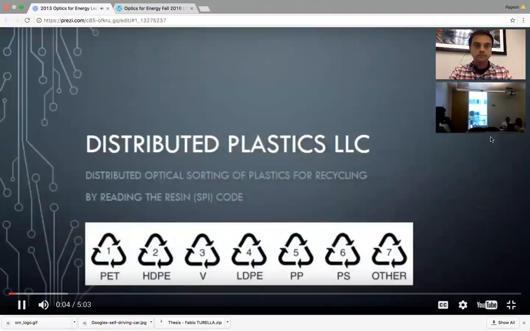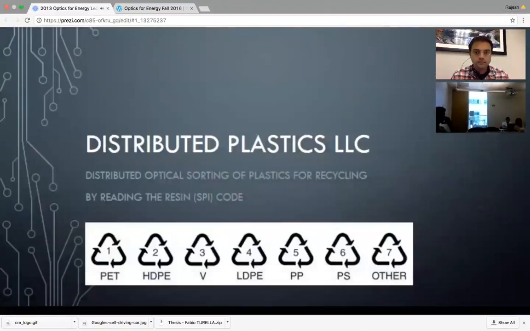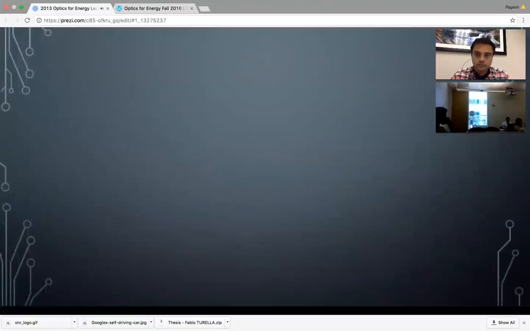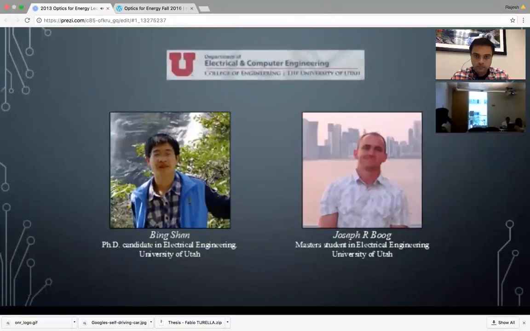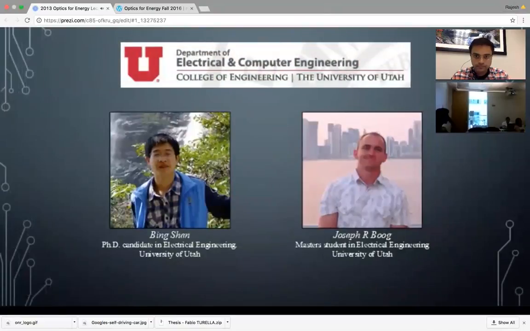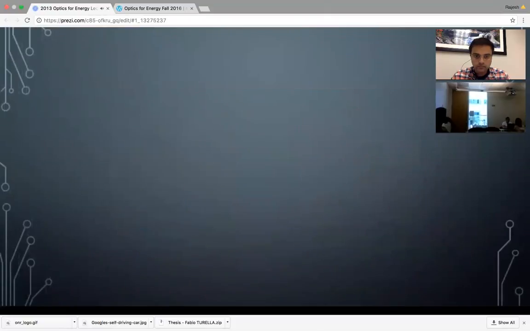Distributed Plastics LLC would like to introduce you to a distributed optical plastic sorting method by simply reading the SPI resin code on consumer plastic waste. Distributed Plastics LLC is backed by Bing Shen, a PhD candidate, and Joseph Bogue, a master's degree student, both at the University of Utah's Electrical and Computer Engineering departments.